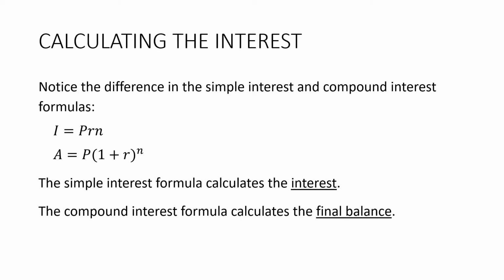Notice the difference in the simple interest and compound interest formulas. So here we've got I equals PRN and A equals P(1 + R)^N. So we've got a P in both formulas, we've got an R in both formulas, and we've got an N in both formulas, but what we don't have in both is the I and the A. So the simple interest formula calculates the interest, the compound interest formula calculates the final balance. Okay, don't get that mixed up.